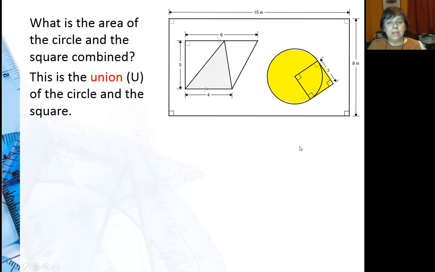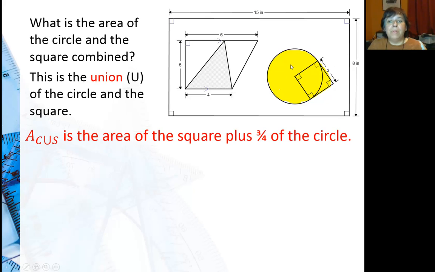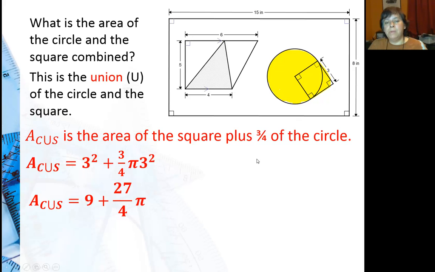The easier way to do that, though, is I could see that I've got a square plus 3/4 of a circle. And that one I'm very good at doing. So that's just going to be 3 squared plus 3/4 of the circle, pi times 3 squared, or 9 plus 27 over 4 pi. So the area is 30.2 inches squared.